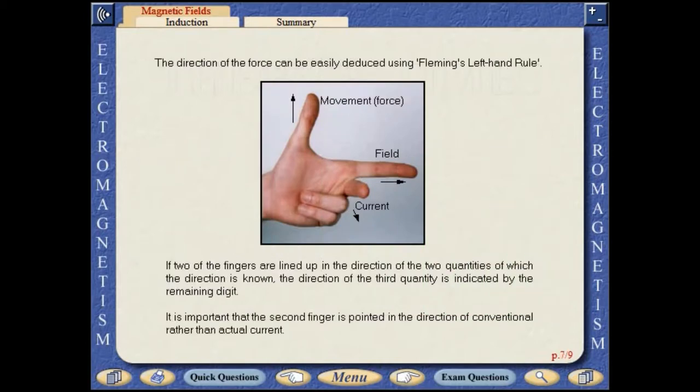The direction of the force can be easily deduced using Fleming's left-hand rule. If two of the fingers are lined up in the direction of the two quantities of which the direction is known, the direction of the third quantity is indicated by the remaining digit. It is important that the second finger is pointed in the direction of conventional rather than actual current.